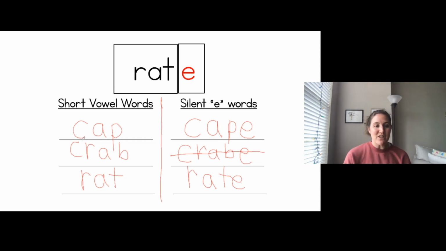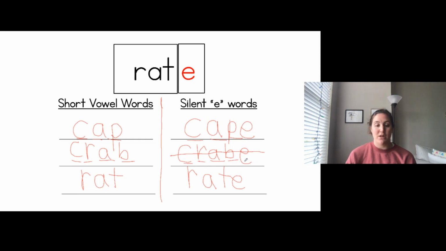Very good, kindergartners. Let's read our words. K, a, p, cap. And then over here say A, okay? Ready? K, a, p, cape. Over here say A. It's a short vowel because there's no E at the end. A, b, crab. And this one we crossed off, but we can still practice reading it because it's not a real word. But make sure you say A because there's an E at the end. It's a long vowel sound.